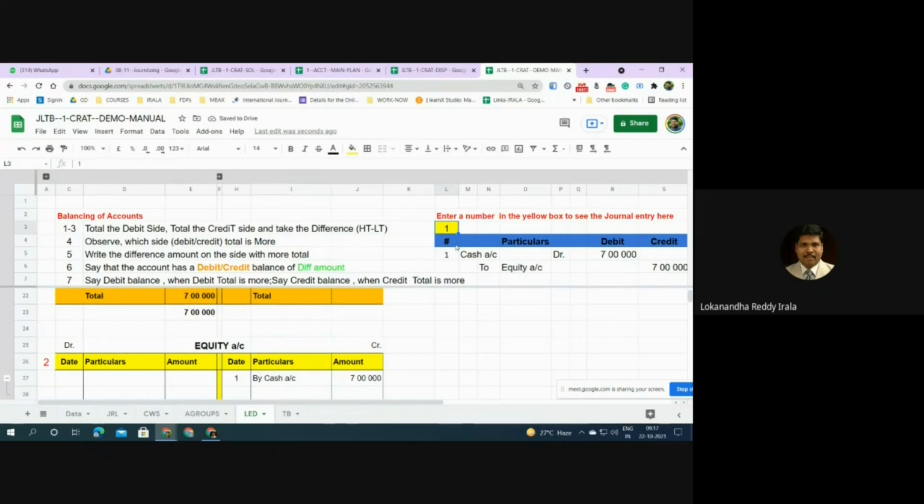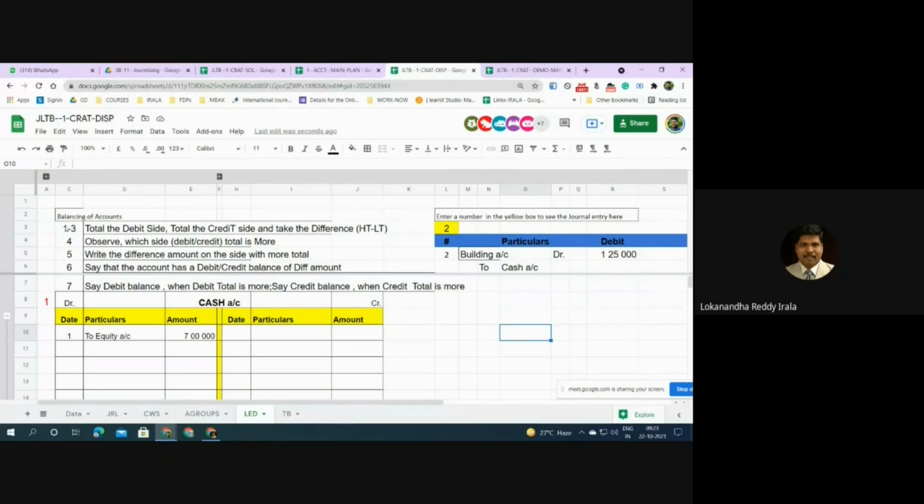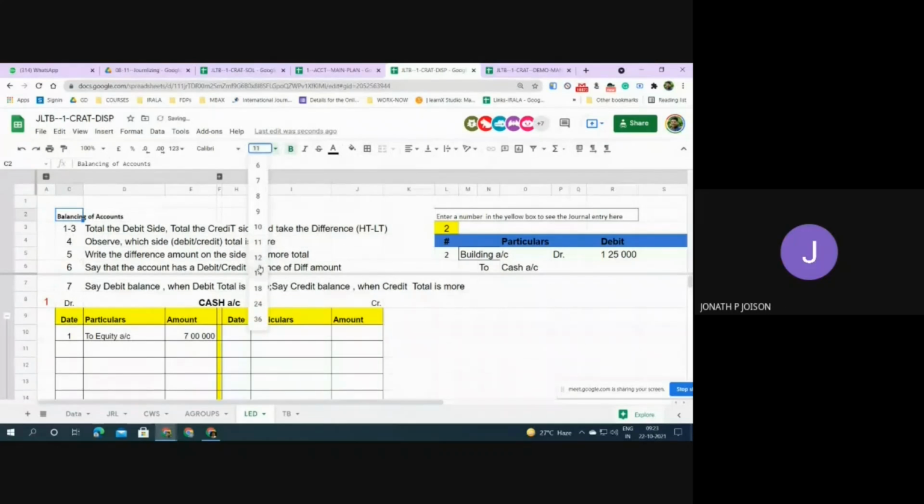Now let us take the second transaction. Actually, where am I taking these transactions from? I'm taking them from the journal. We have the cash account. Is it clear now to all of you? Yes, sir. Now let me do one more transaction.